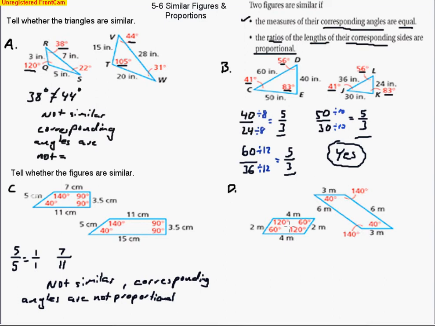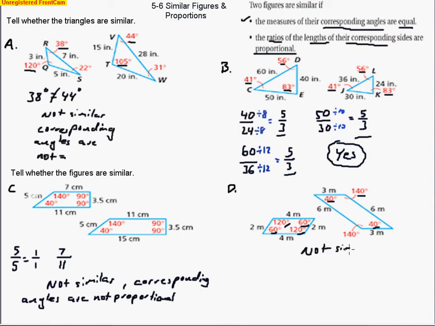So let's take a look at the next one. Here we have 60 and 40. Oh, right away I see a problem. See, 60 and 40 are not the same. This one's 60 and this one's 40. This one's 140, this one's 120, 120, 120. So right away I know it's not similar.